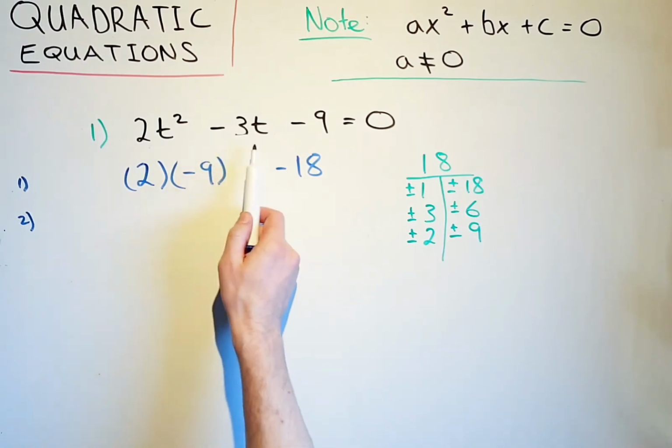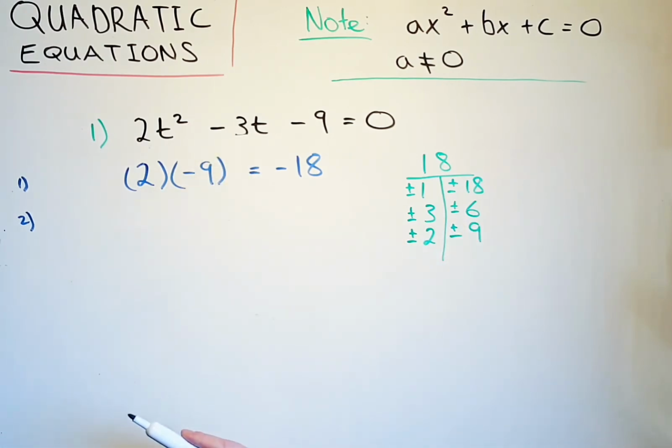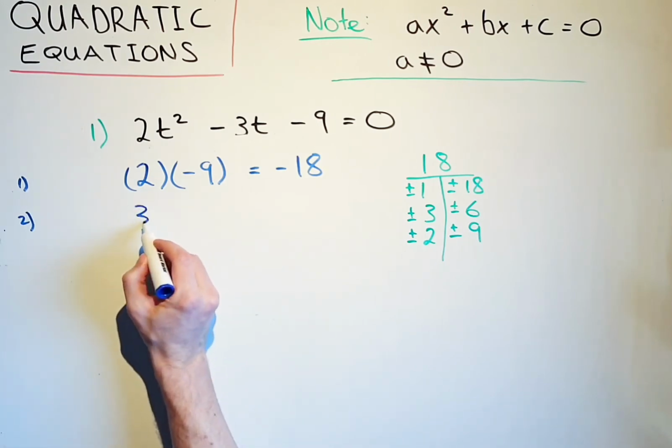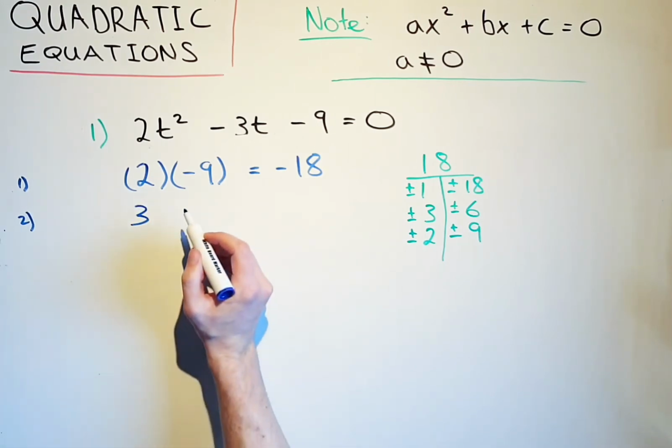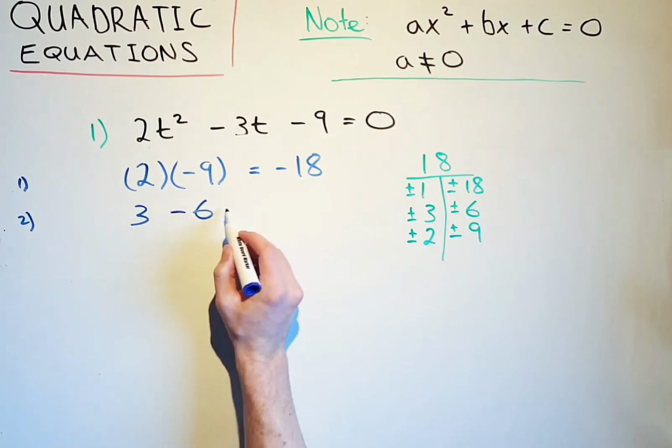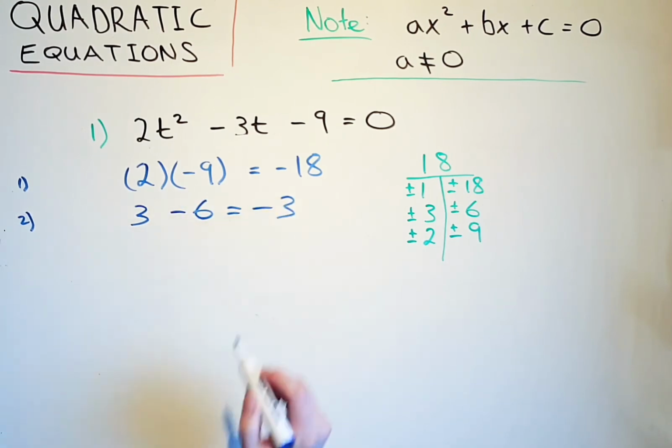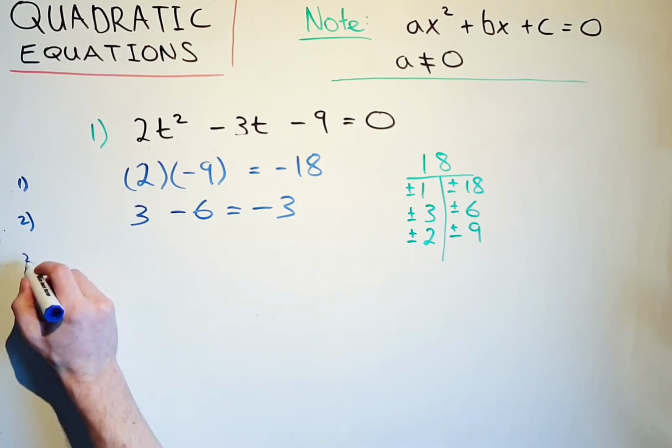Okay, so how do I get a minus 3 with a 6 and a 3? Well, I know if I have a positive 3 and a negative 6, that's going to equal minus 3. And that's exactly what we want here. Okay, so that's the second step, which is the factorizing part of the procedure. So we have step 3 now.